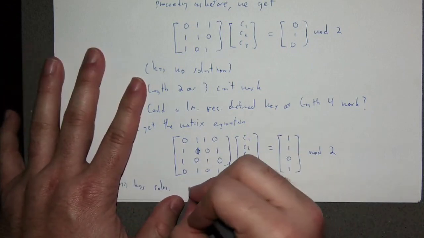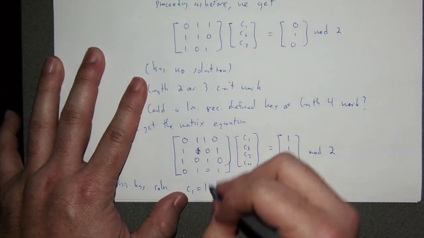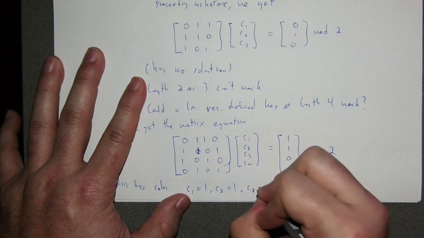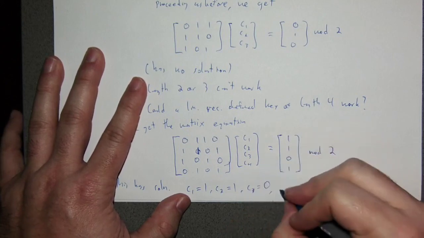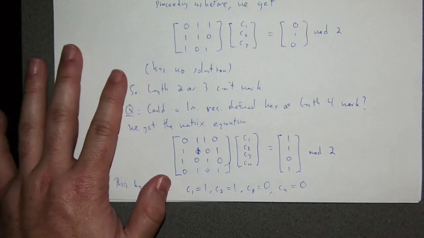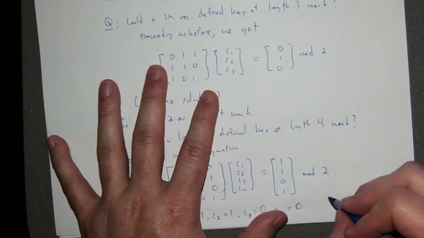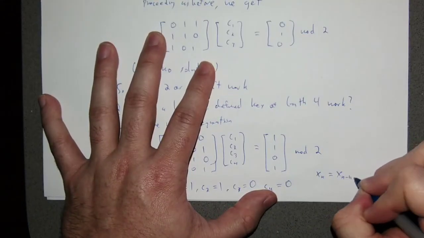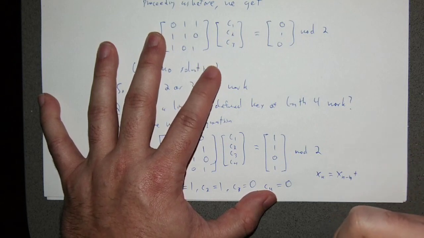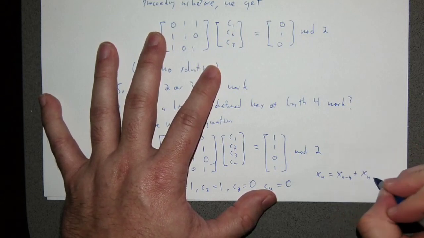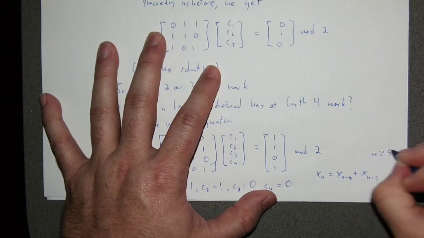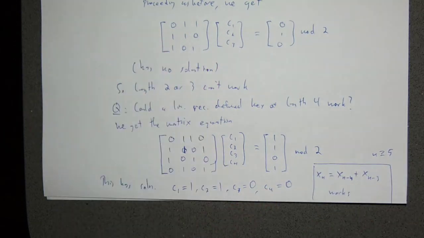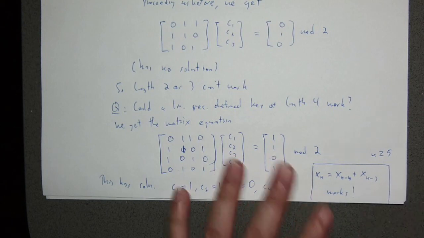Its solution is C sub 1, which is 1, C sub 2, which is 1, C sub 3, which is 0, and C sub 4, which is 0. And so the recursion that you get is x sub n, which is x sub n minus 4 plus x sub n minus 3. And this is for n greater than or equal to 5. And this works. This generates everything that is visible to you.